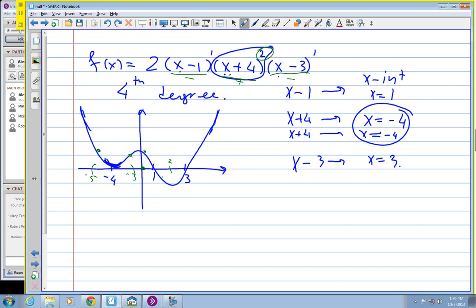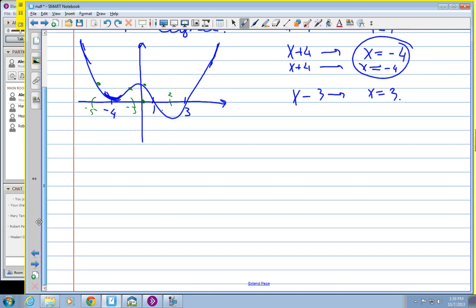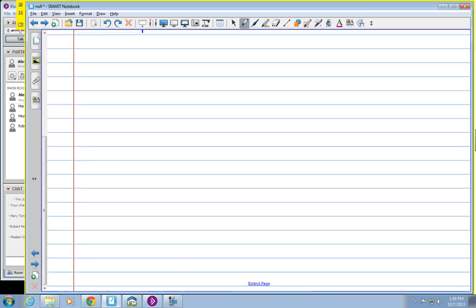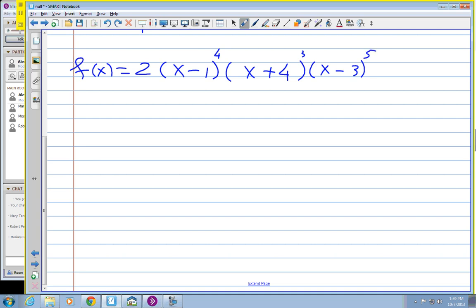Okay? Now I'm going to write this down, the definition of multiplicity. Don't rush that yet. Let me give you another example. I'm going to do the same. So what did we do? x minus 1, x plus 4, x minus 3, but then I'm going to do this. Power 4, power 3, and then power 5. Like that. Okay?